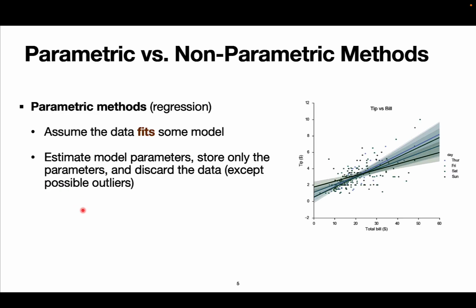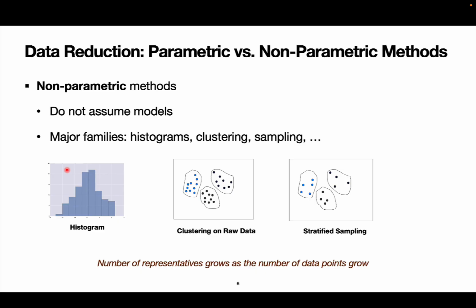Reduction methods can be parametric or non-parametric. On the parametric side, the method assumes that the data fits some model like in regression. Given a dataset, we estimate the model parameters, store only those parameters, and discard the data, maybe with the exception of the outliers. On the other hand, non-parametric methods do not make assumptions about the models or the data or the distribution, and some of the examples are histograms, clustering, and sampling.